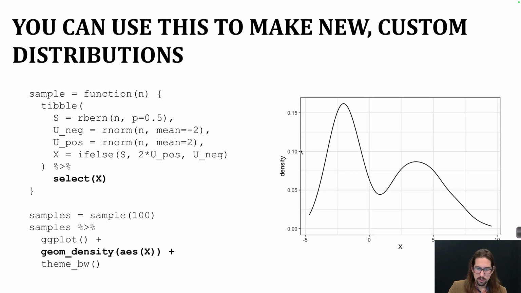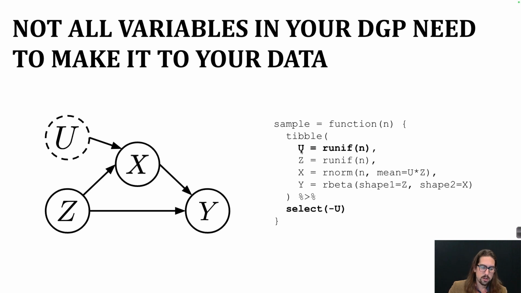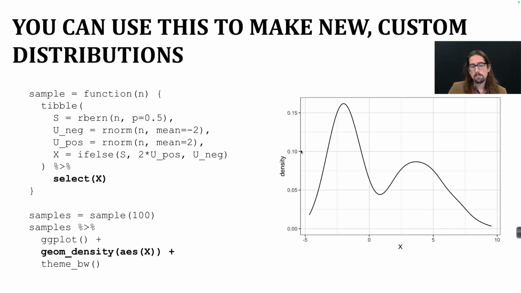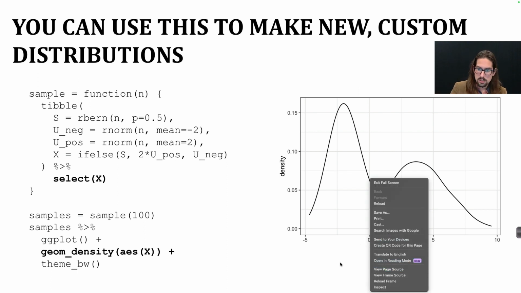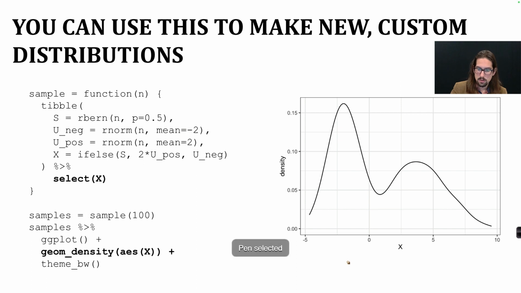And you can do this not just to model situations where you have something unobserved, but also as a way to create funky distributions if you want. So for example, I'm going to make three random variables: s, u negative, u positive, and x. Let's take this as an opportunity to do a little exercise. From this code, let's draw a DAG.